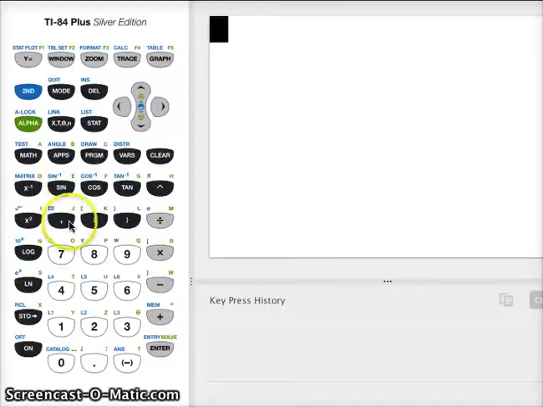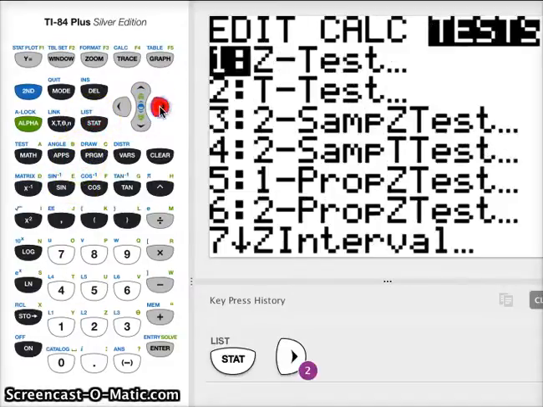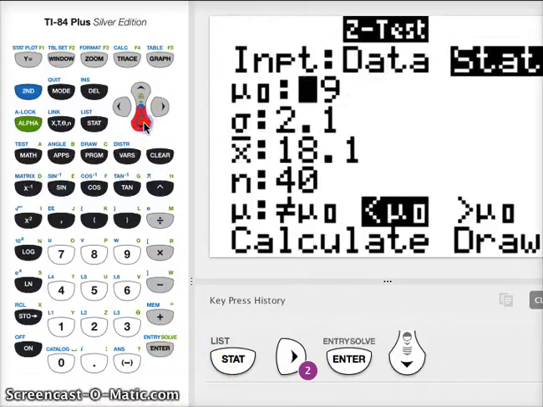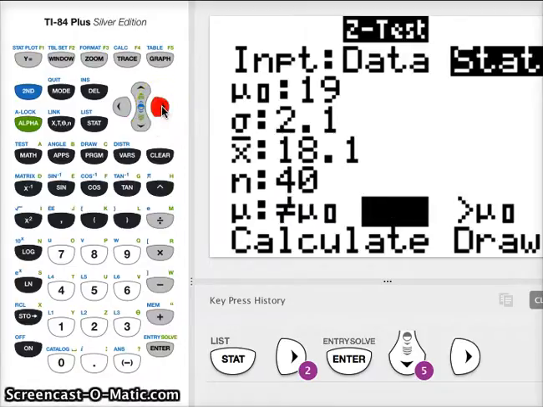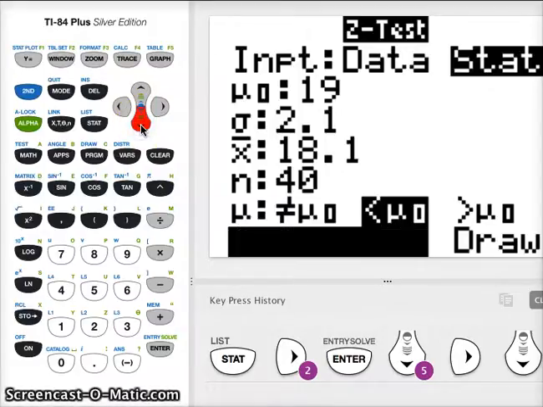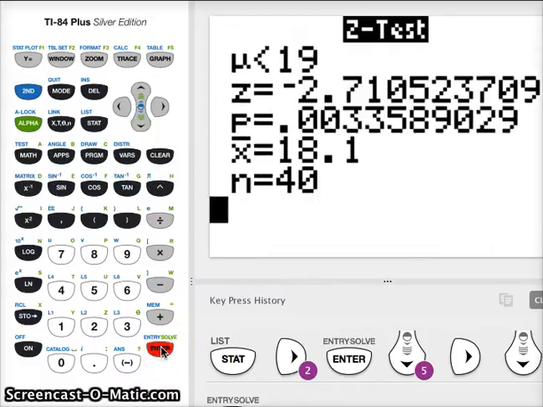All right. Okay, how do we put that in the calculator? Well, we're going to go to stat, and we're going to go to test, and we're going to enter. We're going to put in our data. Remember, this was 19. That's the population standard deviation, correct? That is the sample mean and the number. Now, this part at the bottom is very important. Our alternate hypothesis is that the age is less than 19. So we're going to select that, and then we're going to calculate. You could draw if you want to. We're just going to calculate.